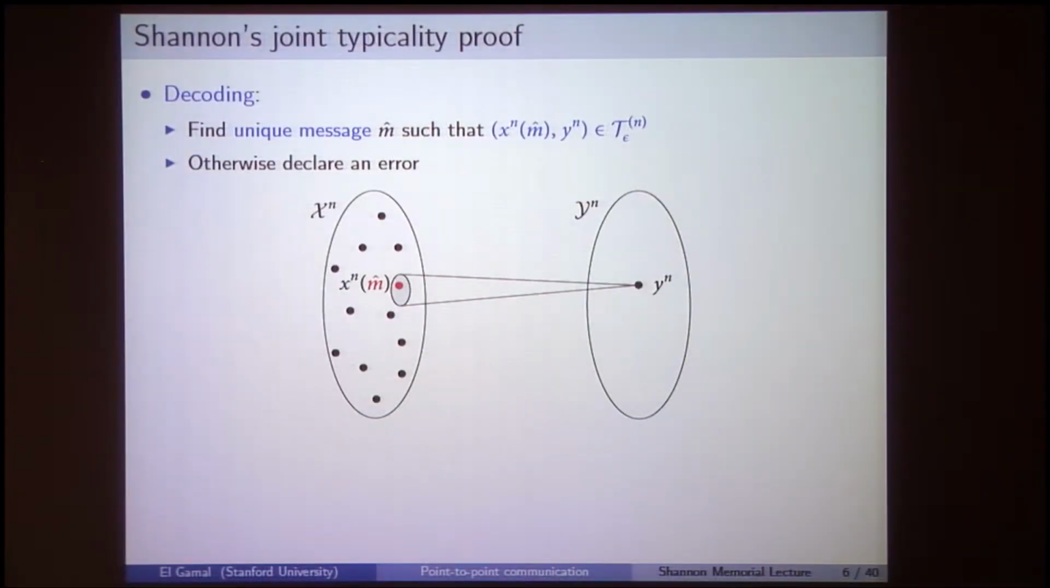You basically find a unique message such that the code word for m hat, for that unique message, and the received sequence y^n are jointly typical. So in this picture here, you receive y^n, you look back and see if there is a unique message for which the code word is jointly typical, then you declare that message to be the message that was sent.